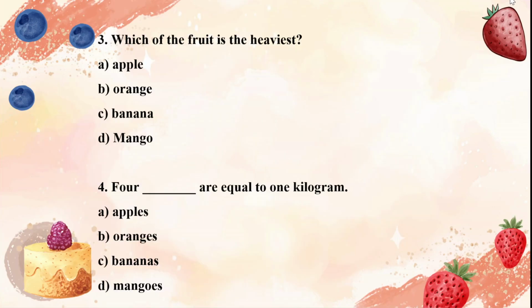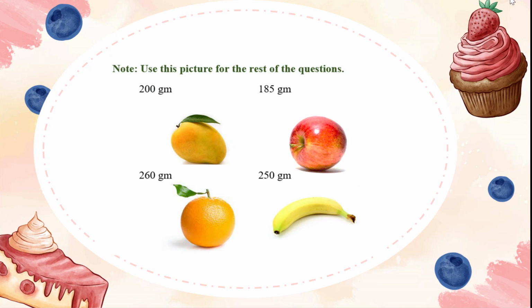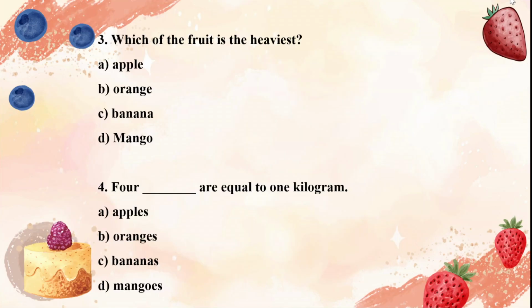Now the question is, which of the following is the heaviest? Apple, orange, banana or mango? So once again, in order to answer this question, we have to go back to the previous slide. You look at this picture, which one is the heaviest? That means which one has the heaviest mass? Yes, out of this, the orange, that is 260 grams, is the heaviest one. Yes, it is a very easy question, you know that.